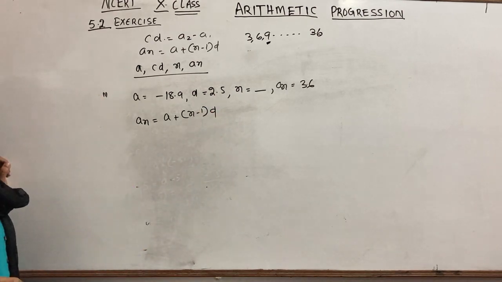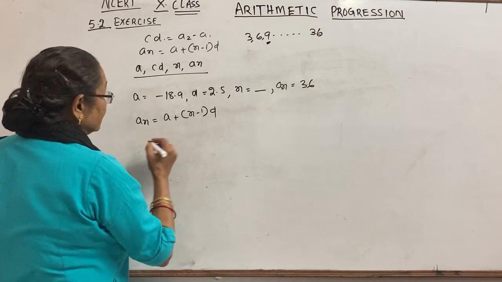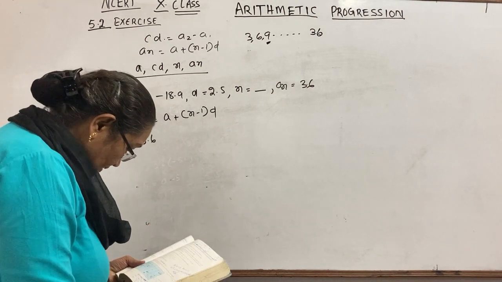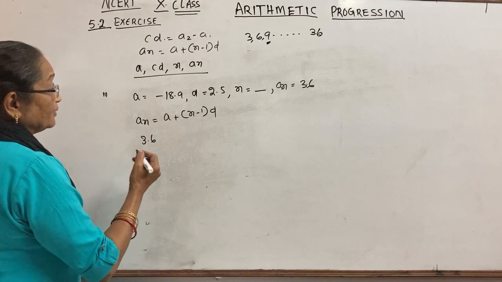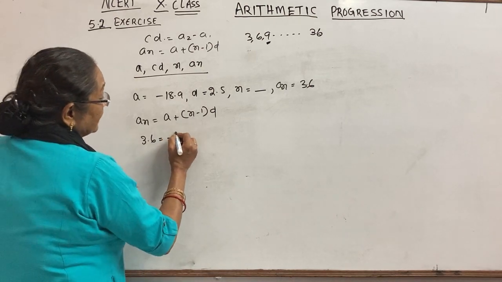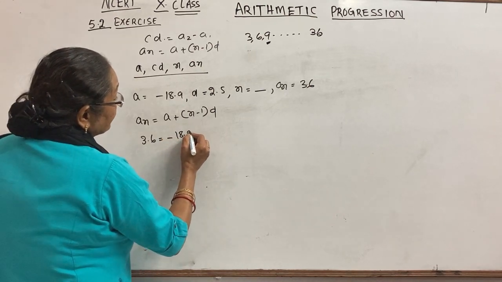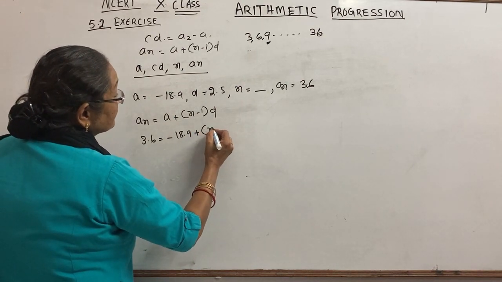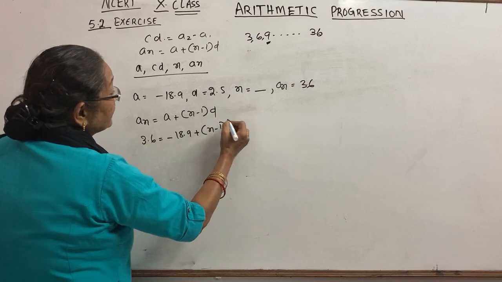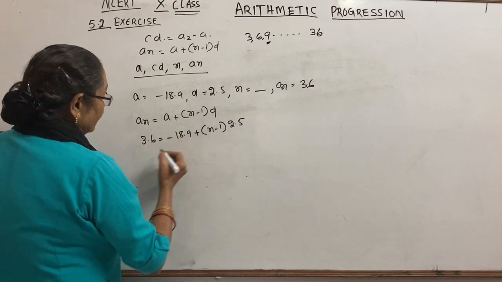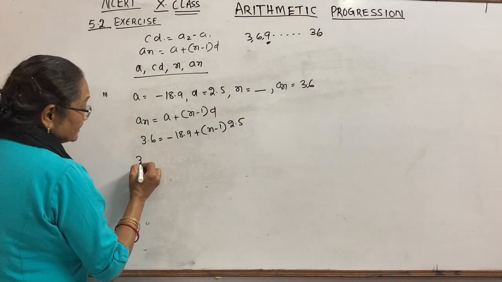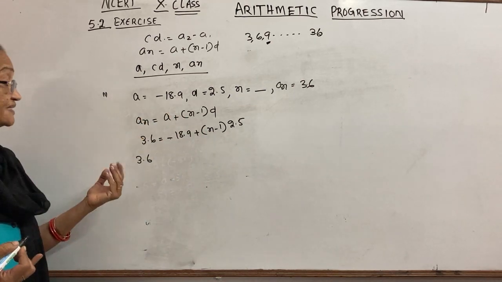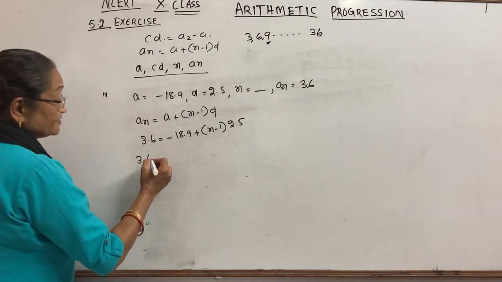Okay, now what is our nth term? 3.6. Let's see, minus 3.6 or positive 3.6. 3.6 equals to a is minus 18.9 plus n is what, n is not given. So what is our d? d is 2.5. Okay, now bring this side. 3.6 minus, when it comes to the other side, what will the sign change? Minus will become plus.